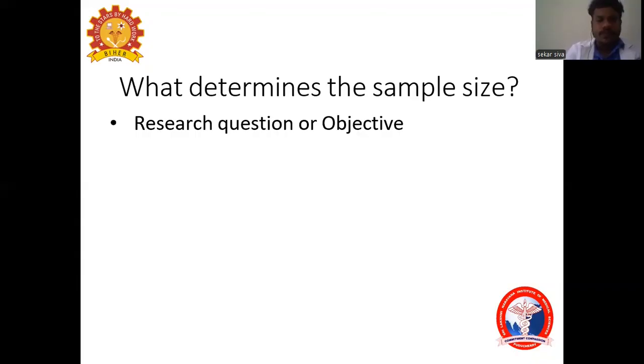Sample size is not a magical number. It is determined and you must have a proper justification. If you do not have a proper justification, the ethical committee will not approve the research for further process. It is based on your research question and objective, and the type of outcome, whether it is qualitative or quantitative.